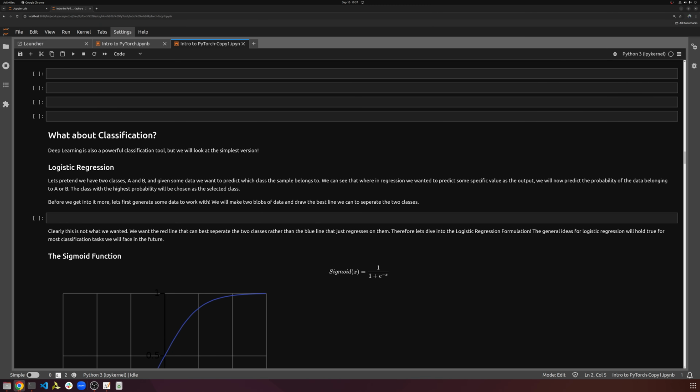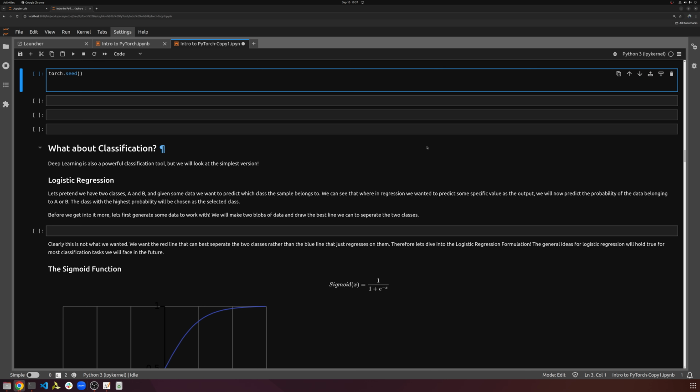So let's go ahead and set this up. This will give you an idea. So let's just throw a seed in here. It's fine. Okay. So how do we set up a model in PyTorch?